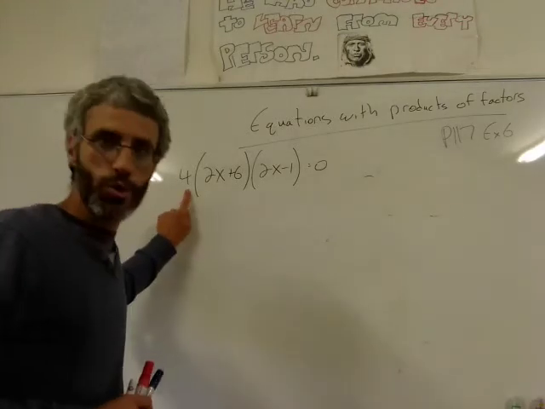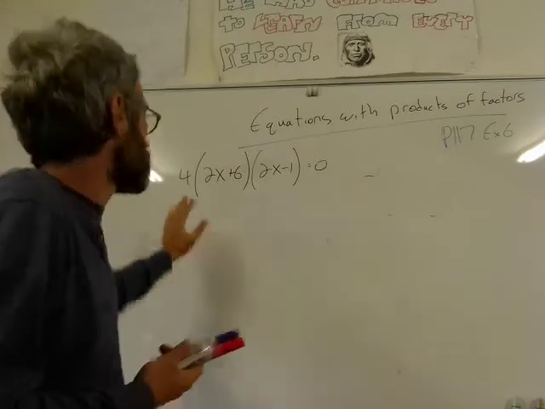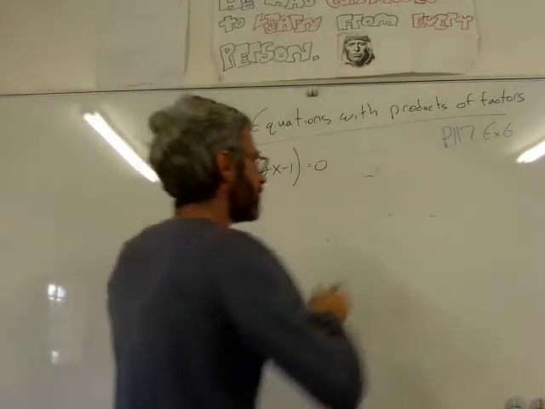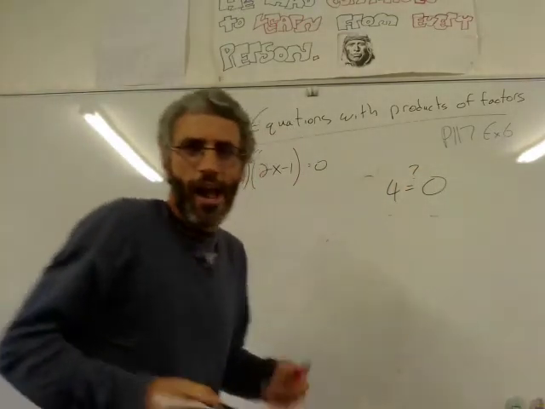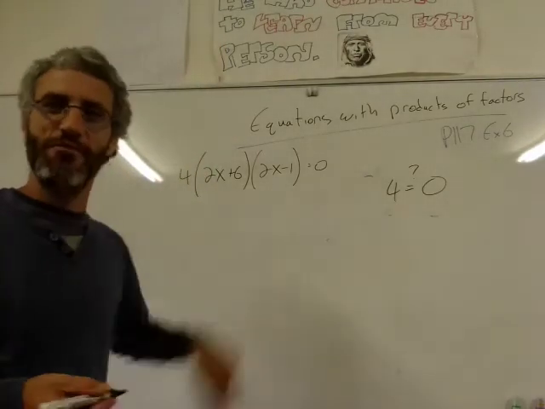Now, let's start with the first one, 4. It's not in brackets, but like before I had x, now I have 4. Can 4 at any time equal to 0? And the answer, of course, is no. It can never be equal to 0. So 4 is just there. Just leave it there.